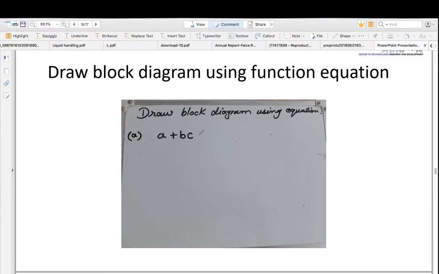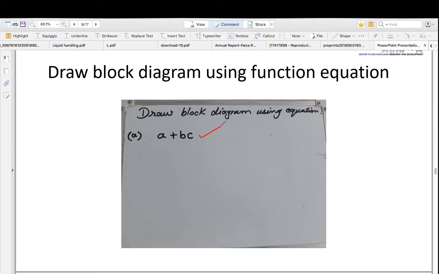Now a functional equation is given and we have to draw the block diagram for this equation. How will we do this? We will do this step by step as we did in our previous lecture or previous part.